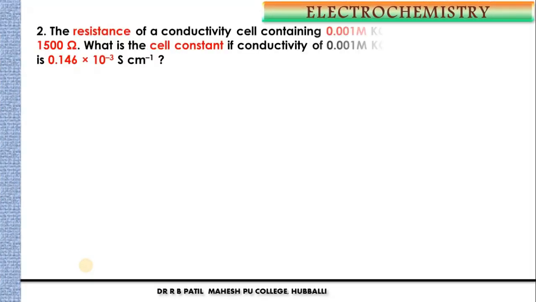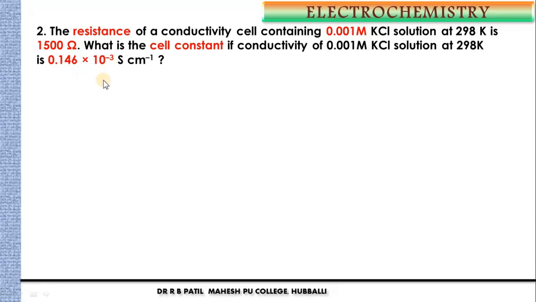Now let us see the second numerical based question. The resistance of a conductivity cell containing 0.001 molar KCl solution at 298 Kelvin is found to be 1500 ohm. What is the cell constant, they asked. So we have to calculate the cell constant if the conductivity or specific conductance of the same concentrated solution is 0.146 into 10 to the power minus 3 Siemens centimeter inverse.